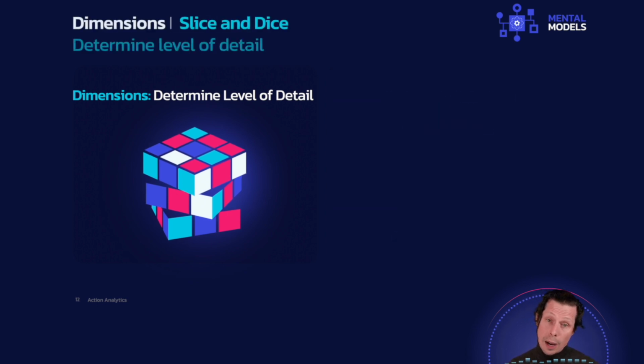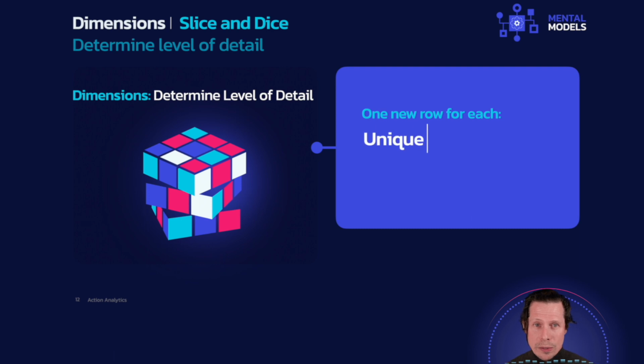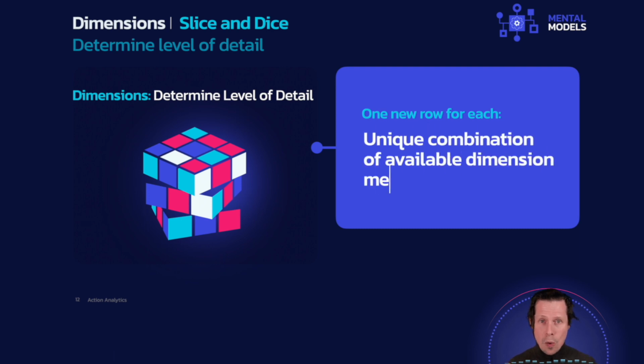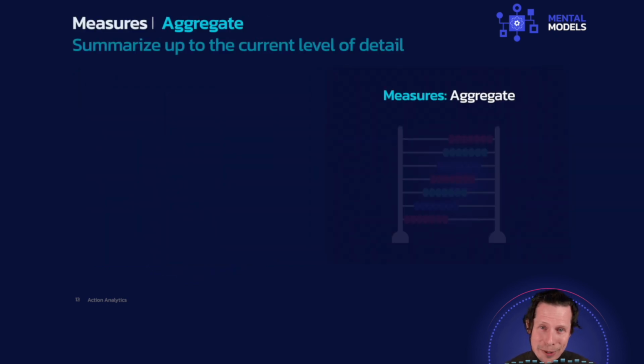And so when I treat a pill as a dimension, in that aggregate query result set, I'm going to get one new record for every unique combination of the available dimension members. And the dimensions are up to my choosing. I can treat a pill on the canvas as a dimension if I want to, or as an aggregate value. And the measures in Tableau are going to do this aggregation thing.